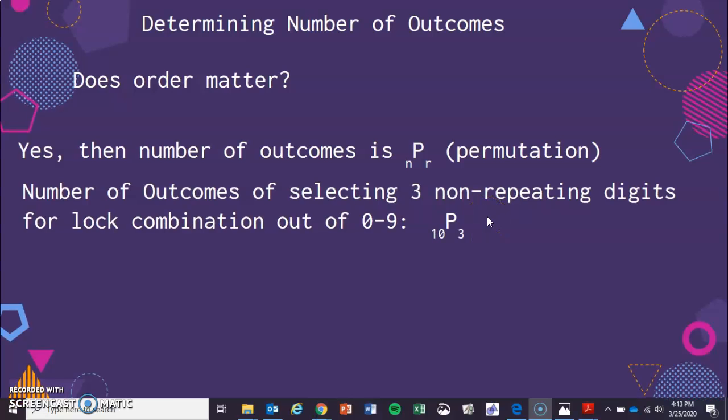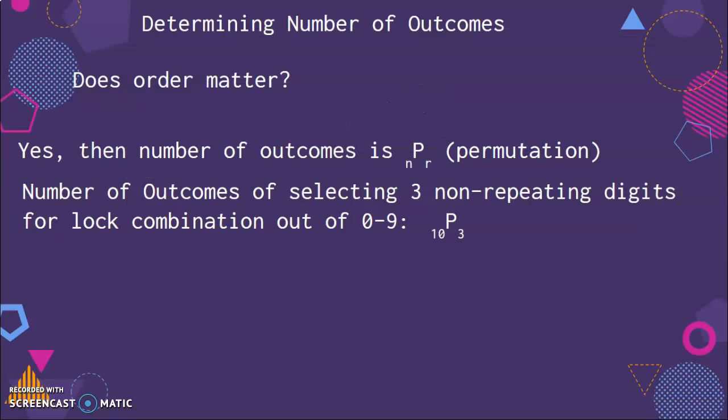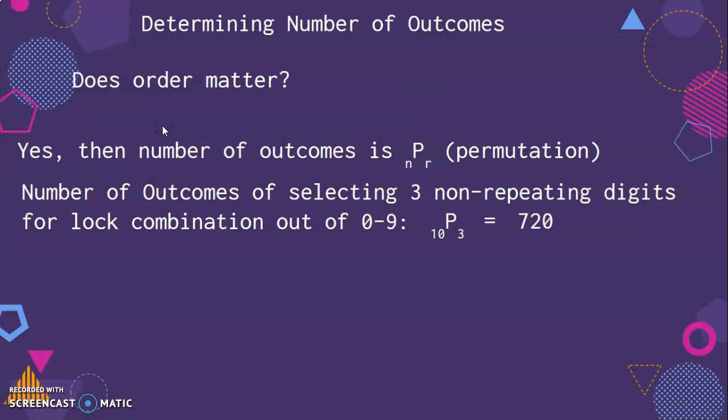So let's go into our Desmos, and I'll type in the permutation function here, and I get a result of 720. So 720 should be my outcome.